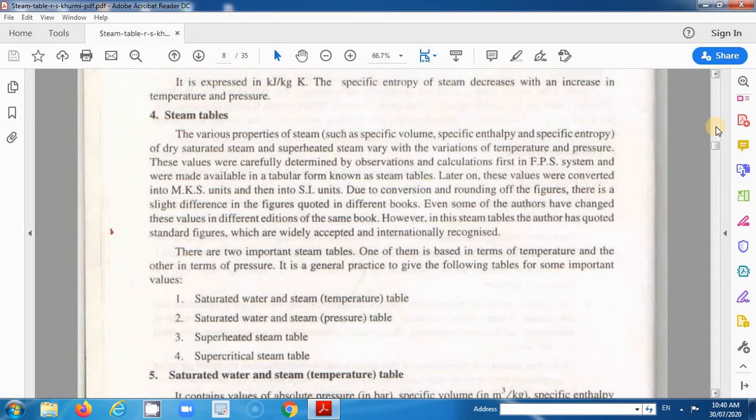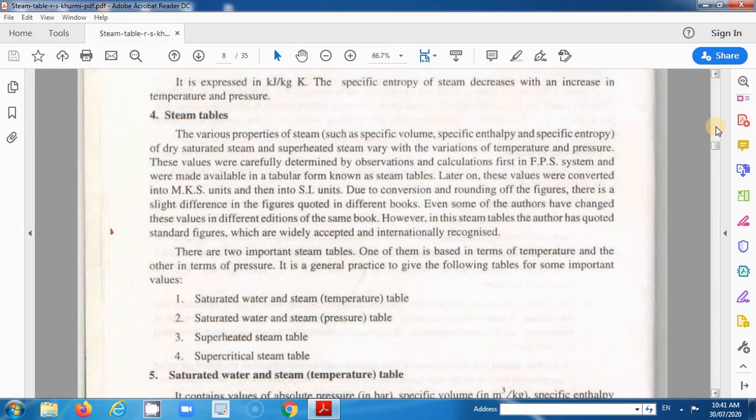Now what is the actual steam table? Now we have to see what the steam table actually is. See, it is given here. The various properties of steam, such as specific volume, specific enthalpy, and specific entropy of dry saturated steam and superheated steam, vary with the variation of temperature and pressure. These values were carefully determined by observations and calculations, first in the FPS system, and were made available in tabular form known as a steam table.